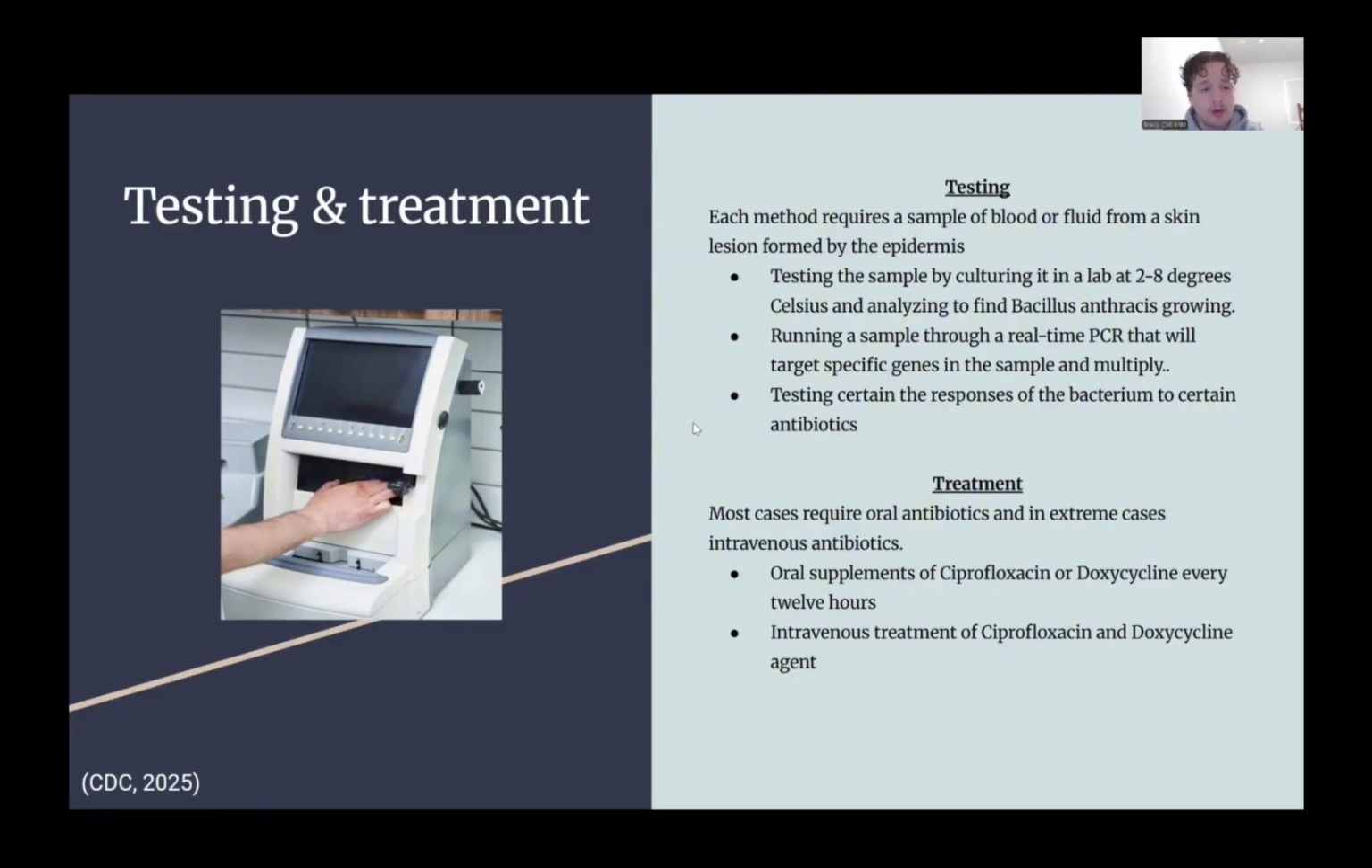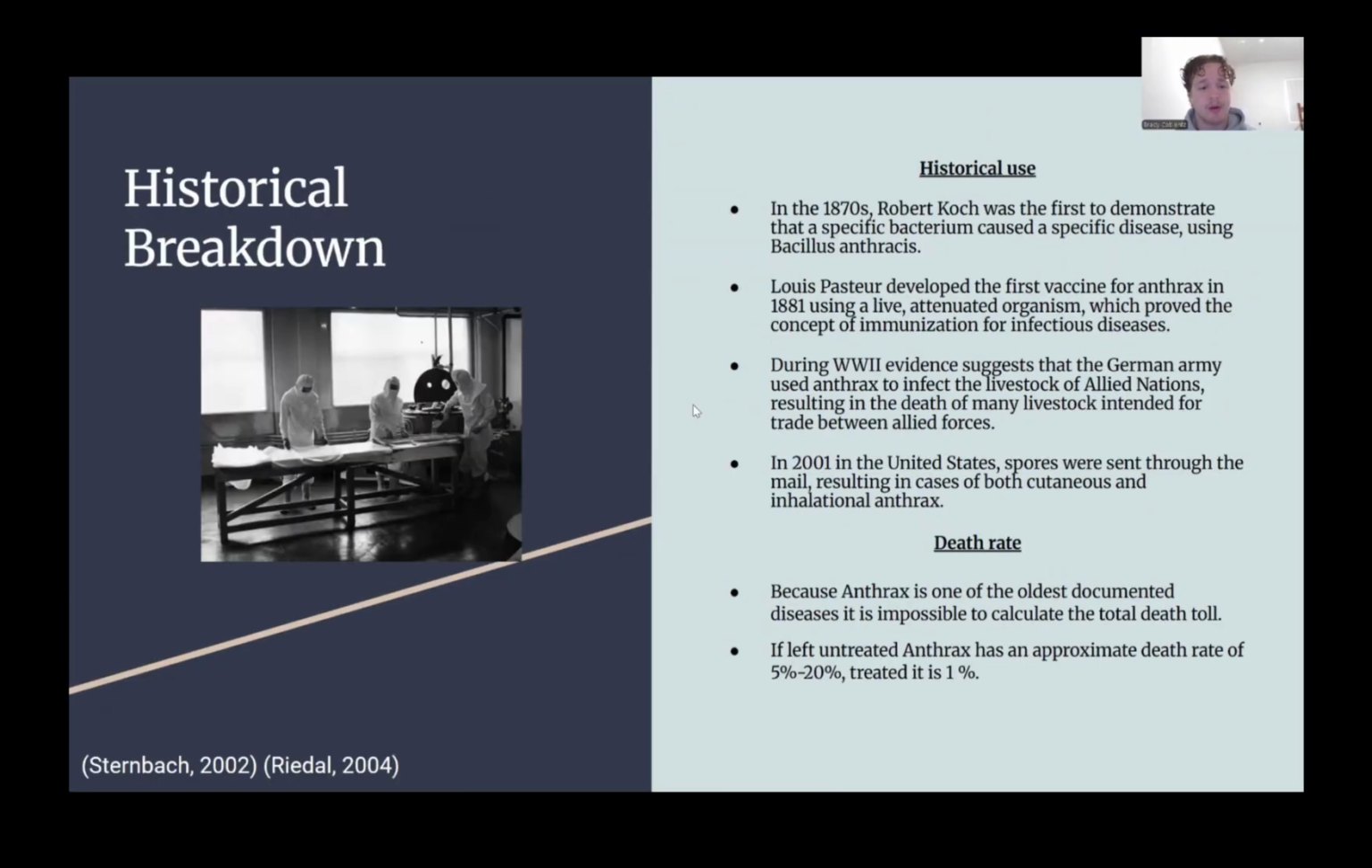The first recorded use of anthrax was in the 1870s by Robert Koch to demonstrate that a specific bacterium caused a specific disease, instead of disease being caused by a miasma that was created by rot. Later, Louis Pasteur developed the first vaccine for anthrax in 1881 by testing a weakened version of the disease and discovering that it can be used to create a vaccine.